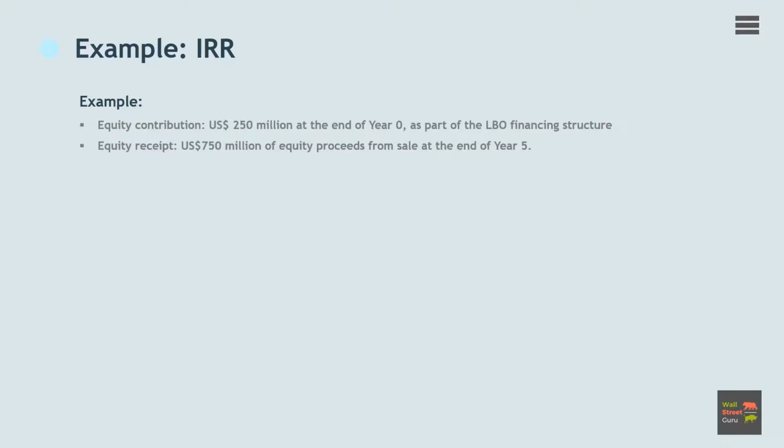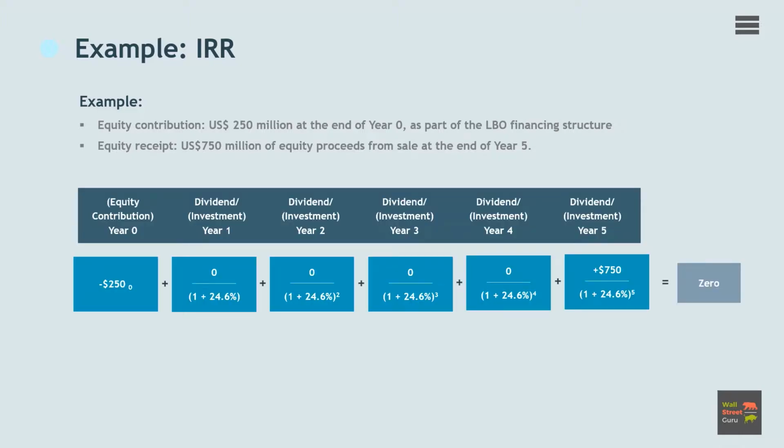Let's try an example. We assume here that a fund contributes $250 million of equity cash outflow at the end of year 0 as part of the LBO financing structure, and receives equity proceeds upon sale of $750 million cash inflow at the end of year 5. Putting all these into the IRR formula, we can see that this scenario produces an IRR of 24.6%, as demonstrated by the NPV of 0.